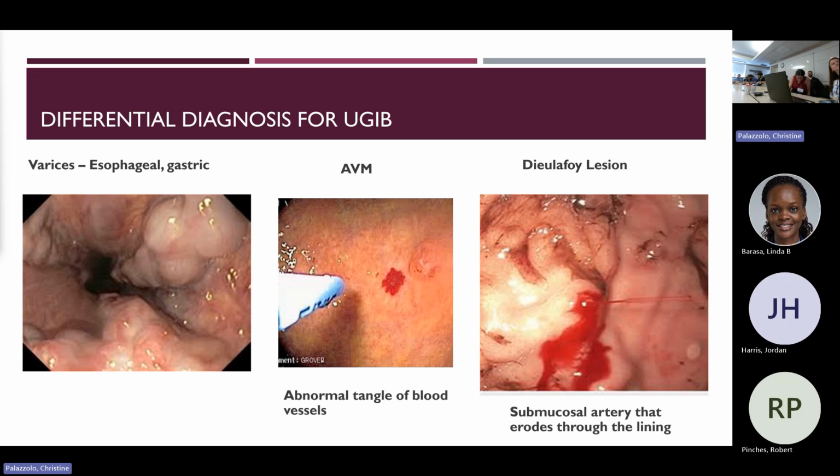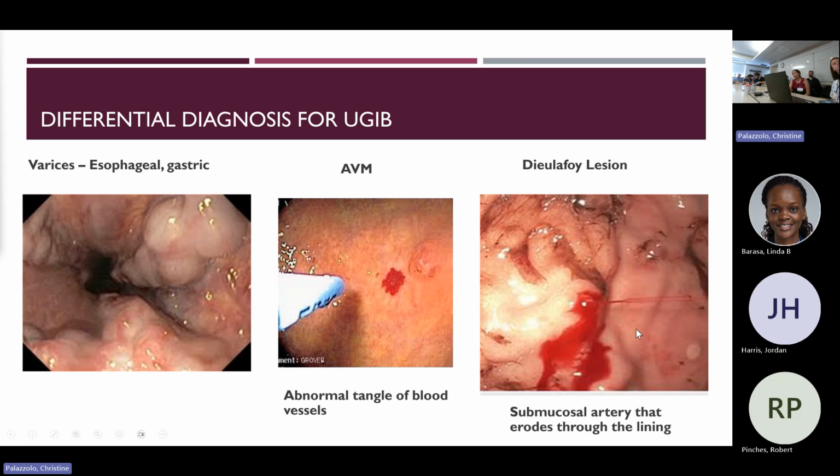Varices are also another important thing, obviously, because that can be very life-threatening. This is what esophageal varices look like. AVMs are an abnormal tangle of blood vessels. We typically treat these with APC, argon plasma coagulation, which is just a very superficial burning to clot those. And then, yeah, Dieulafoy's lesion.